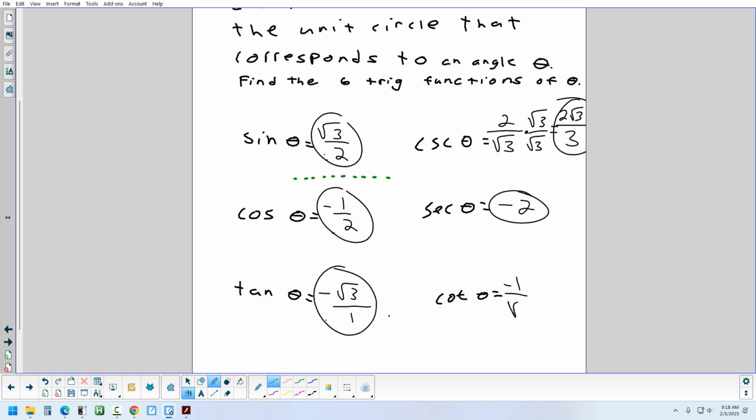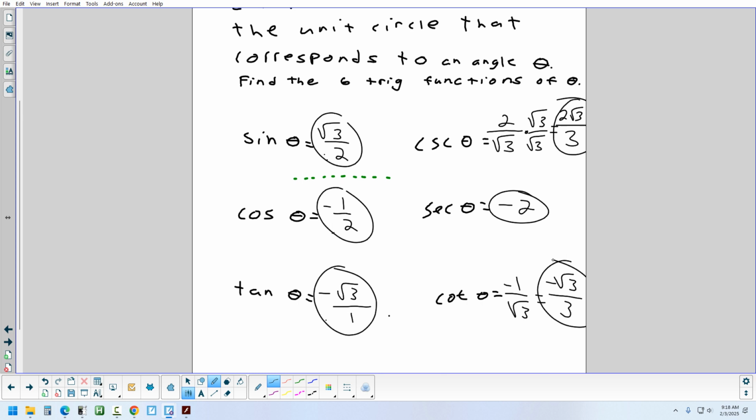-1 over the square root of 3. And now, anyone think they could tell me what that would be when you fix it so the square root's not in the bottom? Yep. -1 square root of 3. So what would be your final answer in the top? Negative square root of 3. Yep. Negative square root of 3 over 3. Perfect.